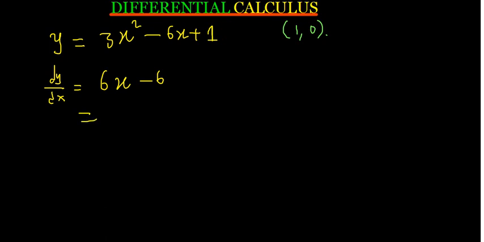So to find the gradient where there is x, you are going to put the x value, which is 1. Because this is the x value, this is the y value. Right? So this is going to become 6 multiplied by 1 minus 6. And this will give you 0, meaning that the gradient of this line is 0. Okay, that's the gradient, 0.